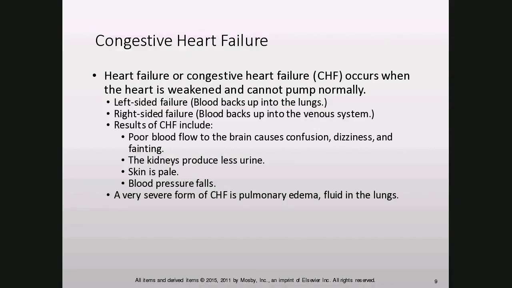A very severe form of congestive heart failure is known as pulmonary edema, which means there's fluid in their lungs. And this usually is, again, an emergency, because if that fluid doesn't stop filling up their lungs, they're going to die. So we usually have to send them out to the acute care setting, to a hospital, for more intensive treatment.